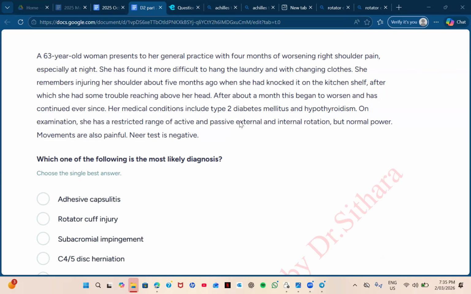Okay, progressive pain, active and passive movement restriction, right? Inability to hang your laundry. Yes, good. Okay.